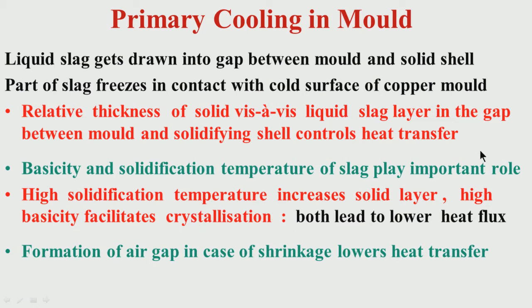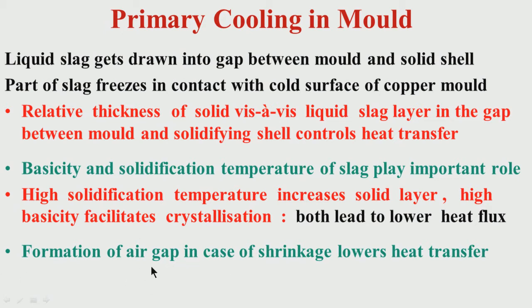And high basicity of the slag facilitates crystallization. That means the slag, which is glassy in nature, will go to the crystalline phase if you have a high basicity. So, both of these will lead to lower heat flux. This is important. During primary cooling, the heat flux in the gap between the shell and the mold is dictated by two factors of the mold slag: one is the basicity and the other is the solidification temperature. These two factors will determine the relative thicknesses of the solid slag layer and the liquid slag layer.